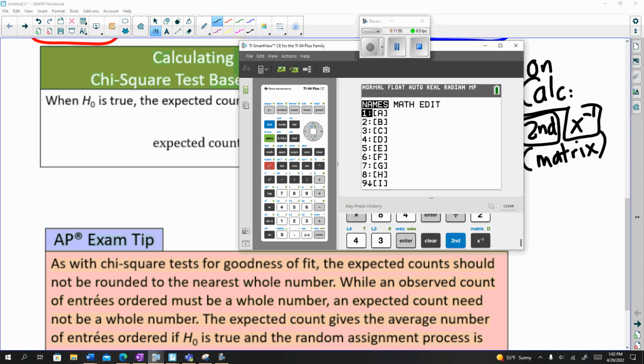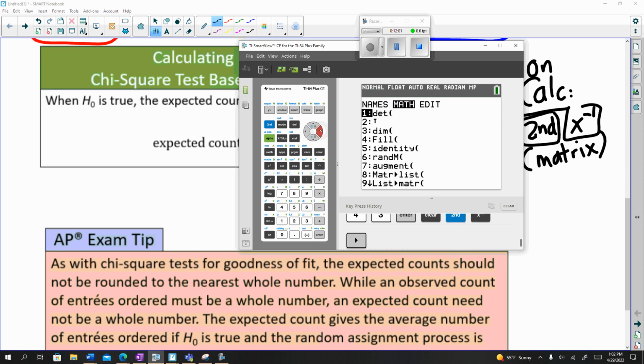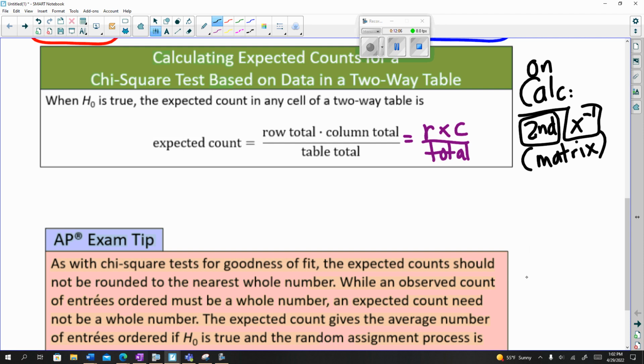And now you're going to see a list of matrices from A through I, and we're going to choose matrix 1, but we're going to edit it. So you're going to go over to the right to edit, and then you're going to choose matrix 1, which is going to be letter A.